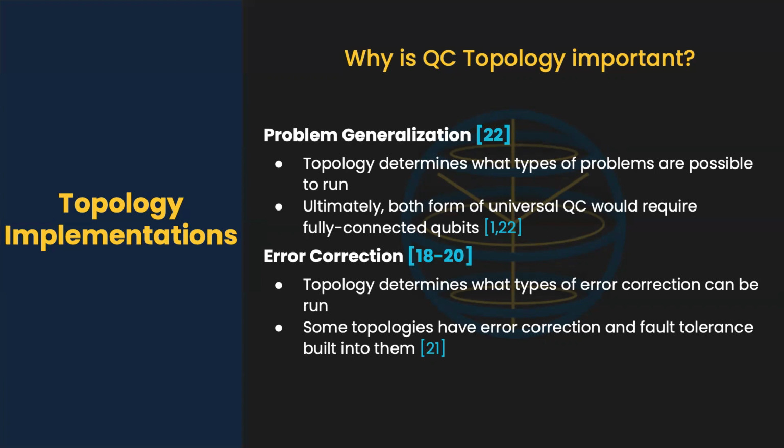The other reason topology is important is because of error correction. The topology kind of determines what types of error correction you can run. You sort of need a different error correction scheme depending on the topology of your quantum computer, which is why everybody is always trying to find new error correction schemes. And some topologies actually have error correction and fault tolerance built into them. So that would be an added benefit of a certain topology.